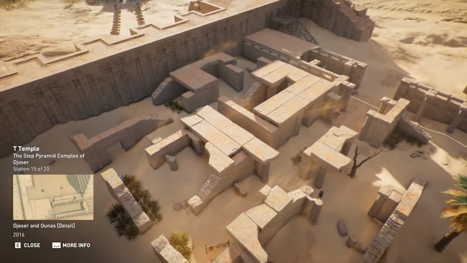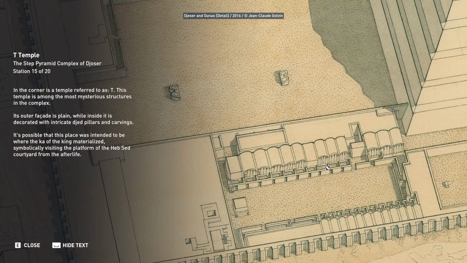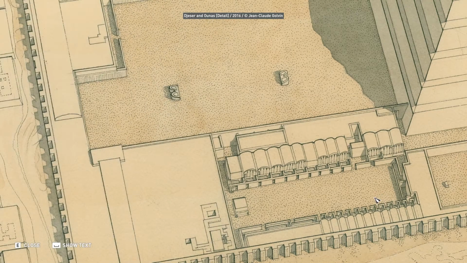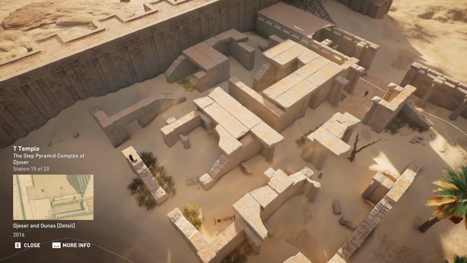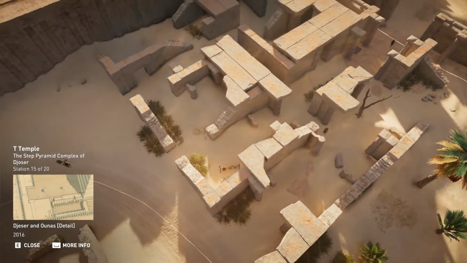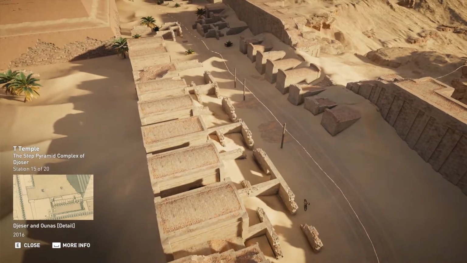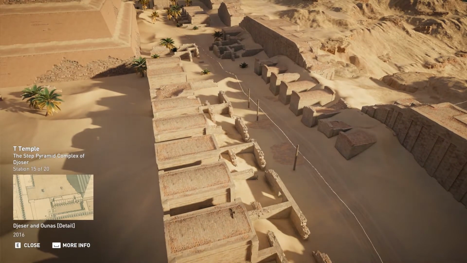In the corner is a temple referred to as T. This temple is among the most mysterious structures in the complex. Its outer facade is plain, while inside it is decorated with intricate djed pillars and carvings. It's possible that this place was intended to be where the Ka of the king materialized, symbolically visiting the platform of the Hebsed courtyard from the afterlife.